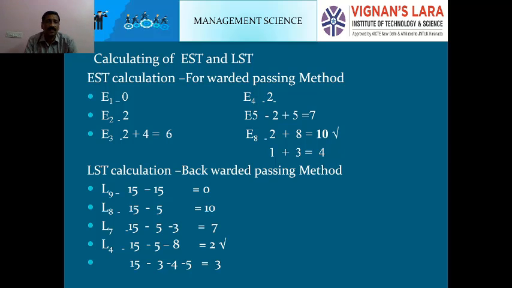The same I explained. Calculation of EST and LFT. EST calculation, forward passing method. E1 is 0. Already I said, E2 is 2. E3 is 2 plus 4, 6, like that. LST calculation, L9, backward passing method. L8 is 15 minus 5, like that. Whenever we are in backward passing method, the lowest value is considered. In forward passing method, the highest value is considered. I have taken a tick mark.